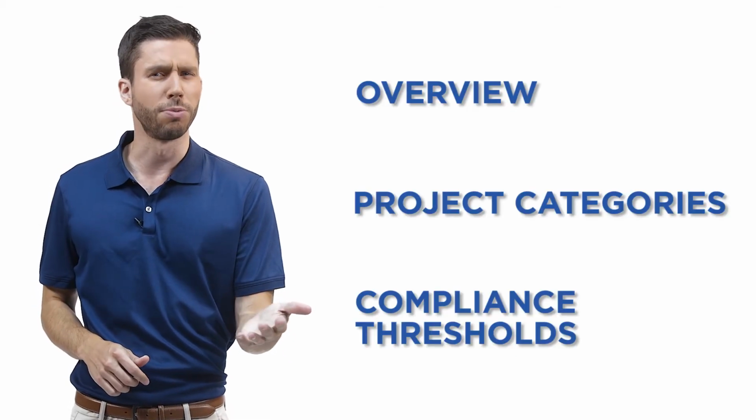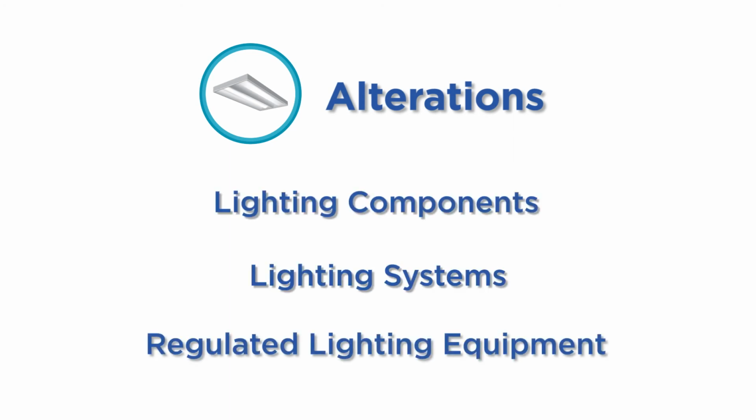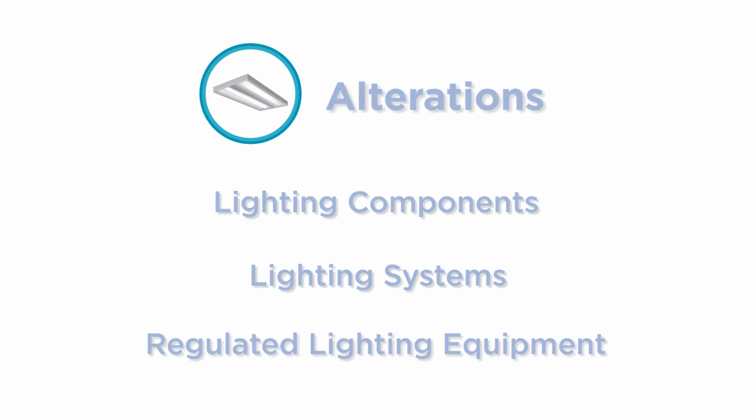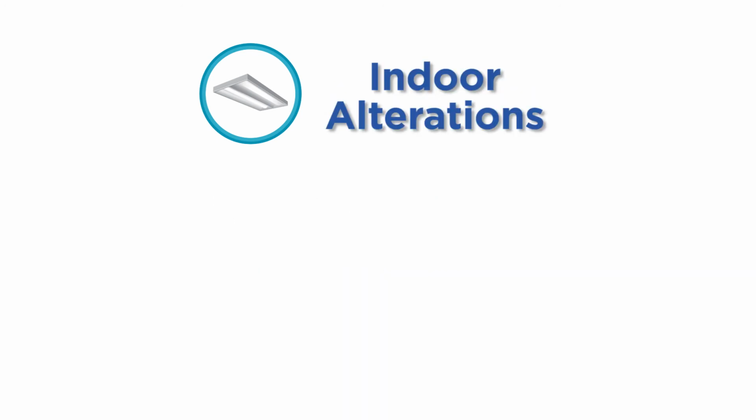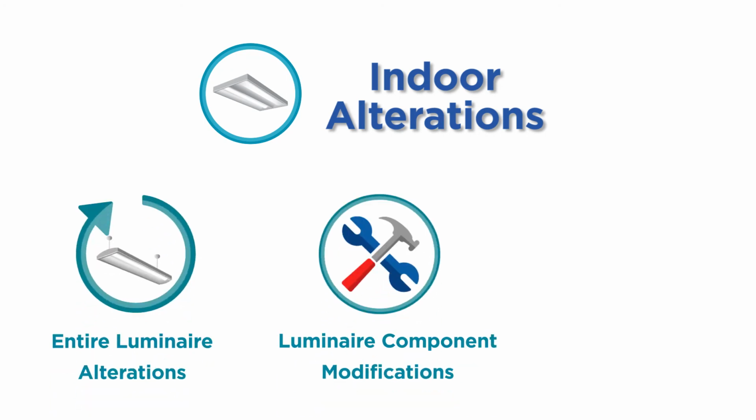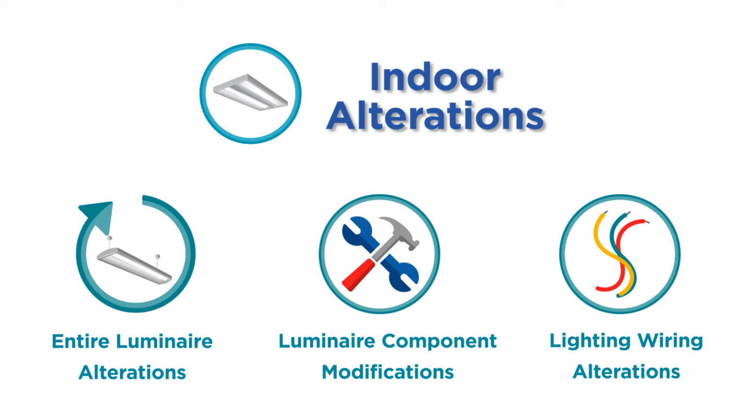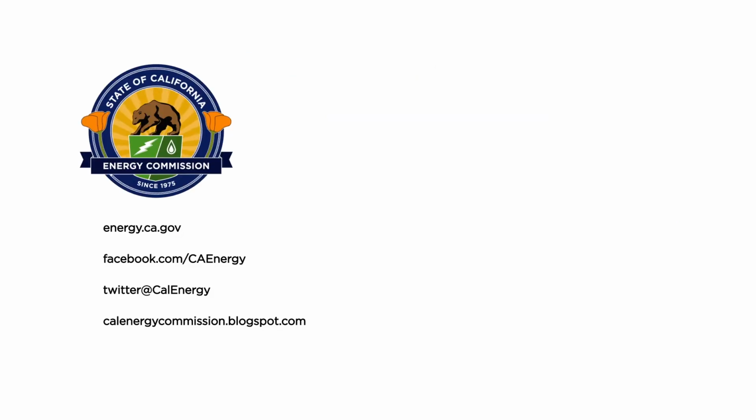Before we end this module, let's review what we've learned. We learned that alterations refer to changes with lighting components, systems, or equipment regulated by the Energy Standards. Indoor lighting alterations are now categorized into 3 types of projects: entire luminaire alterations, luminaire component modifications, and lighting wiring alterations. For more information on lighting alterations, please visit the Energy Commission website at www.energy.ca.gov/Title 24/2016 standards.